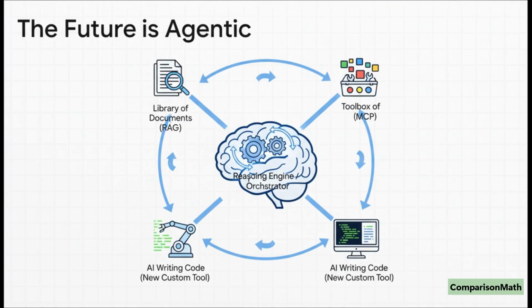And this combination is what's launching us into what everyone is calling the agentic era of AI. In this world, the LLM isn't just a chatbot, it's a central reasoning engine. It's an orchestrator. It doesn't just respond, it plans out a whole strategy to get something done. It decides when to use RAG to look something up and when to use MCP to take an action. The ultimate goal here is total autonomous task completion.